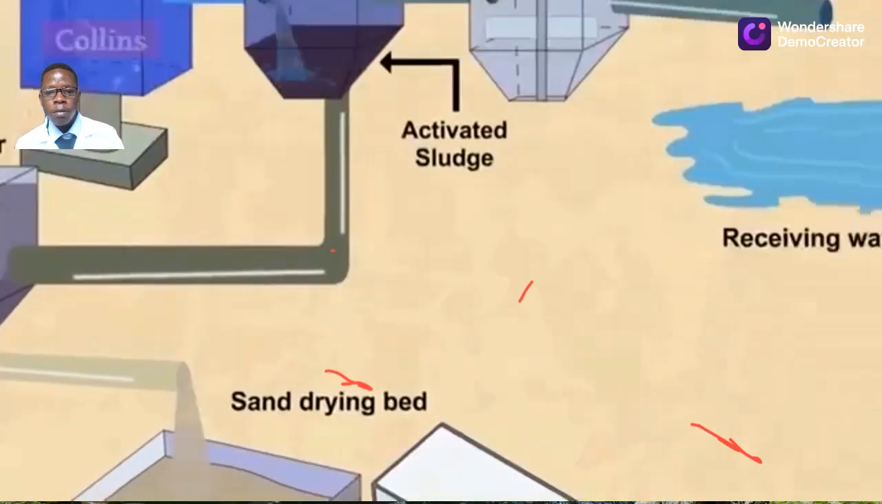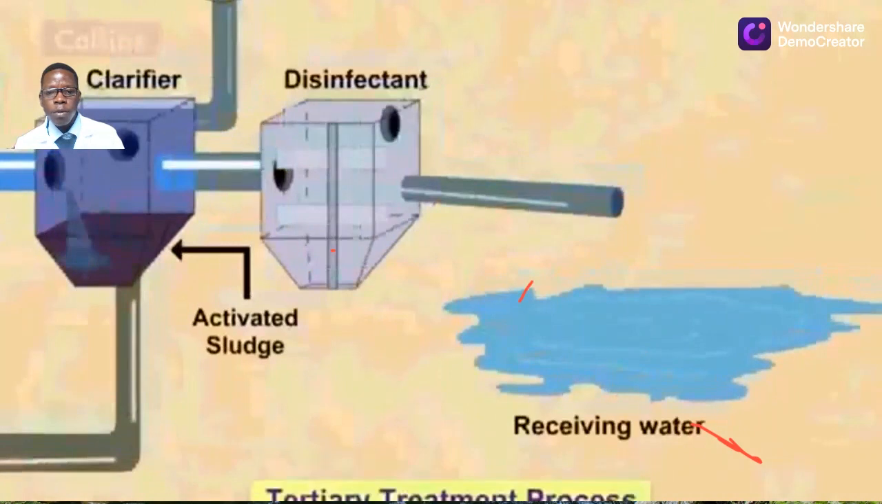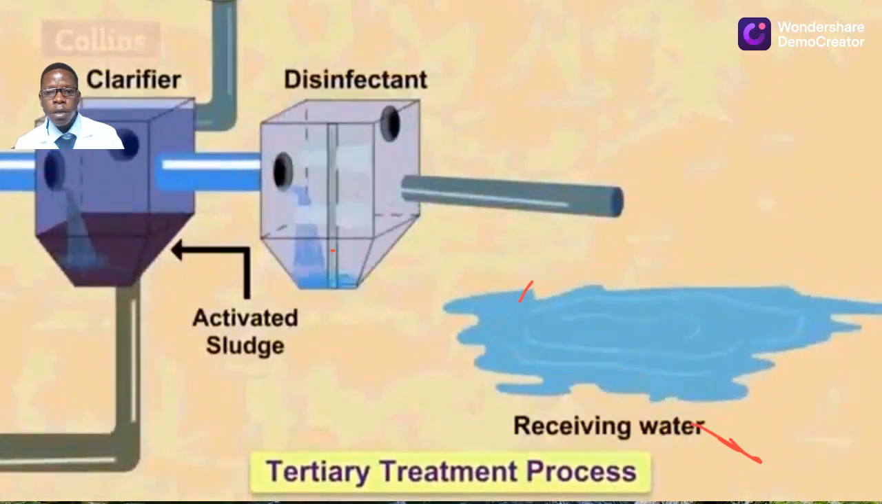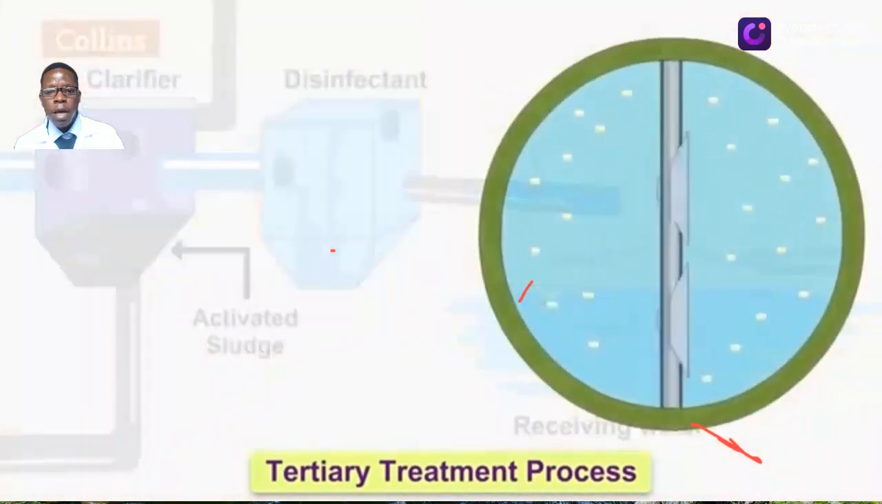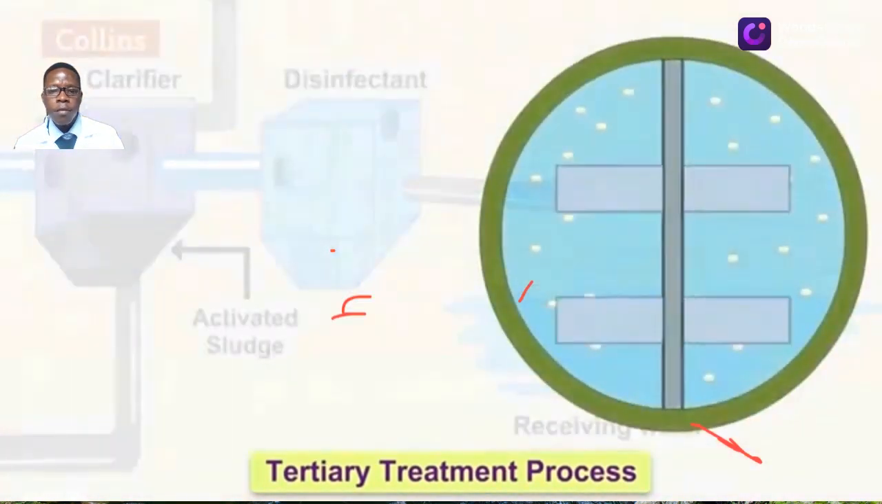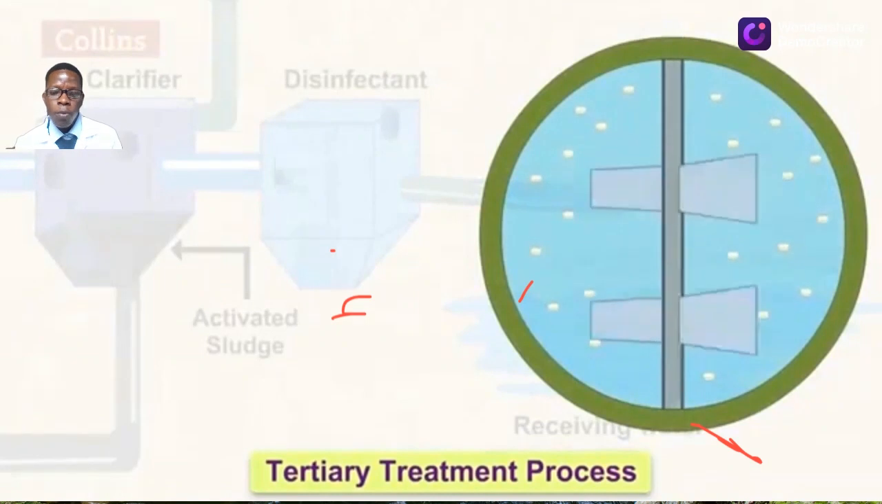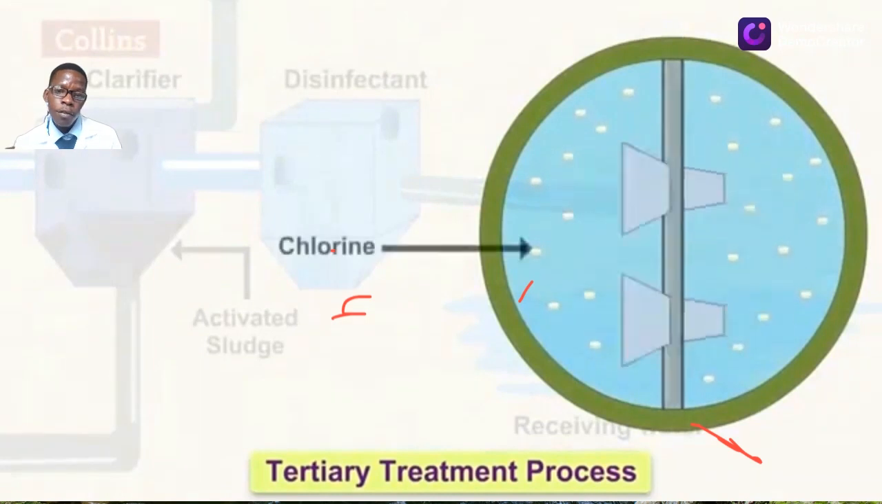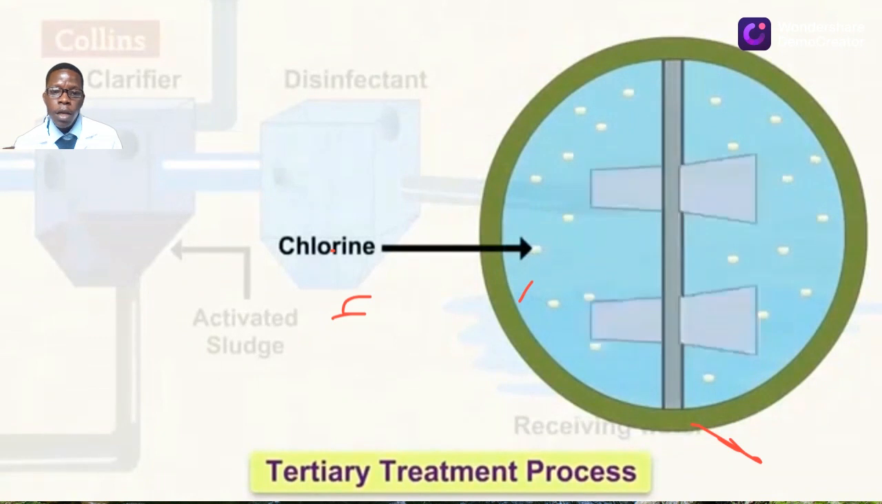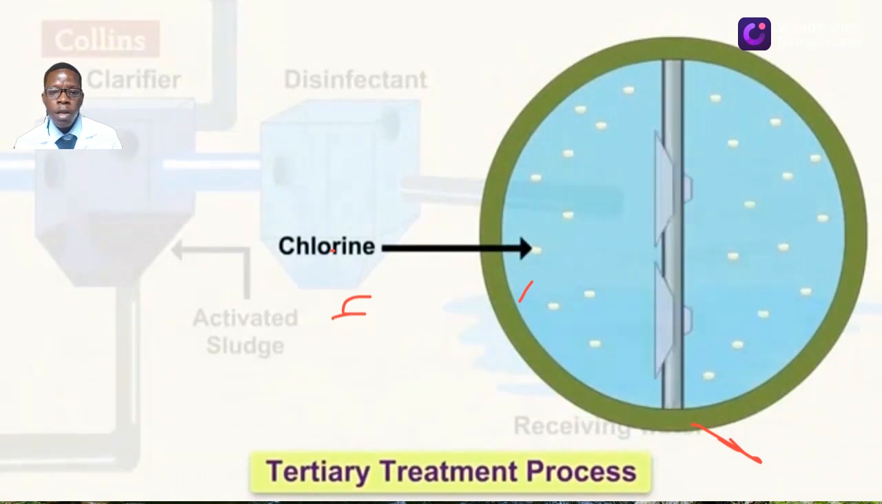Hope we are following. Then what happens to the water after being clarified in the secondary clarifier? We shall allow it to go to another tank, which will help us perform the last procedure, and that is disinfection. So disinfection will be done by addition of various disinfectants to this water. What are some of those disinfectants? Chlorine, and the process will be called chlorination.